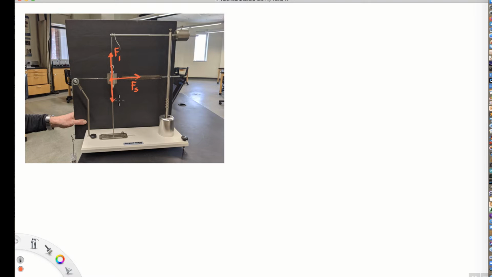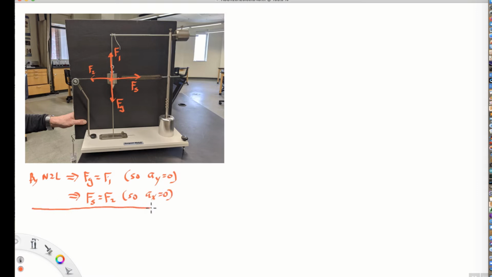We've got gravity pulling down on it, F sub g, and then we've got this F2, the force with which that string is pulling on it to the left. And we deduced by Newton's second law that the force of gravity has to be equal to the force 1 so that the acceleration in the y direction can be 0. And we also deduced that the force with which the spring is pulling on it is equal to F2 so that the acceleration in the x direction is equal to 0. Okay, that's where we arrived at last time.